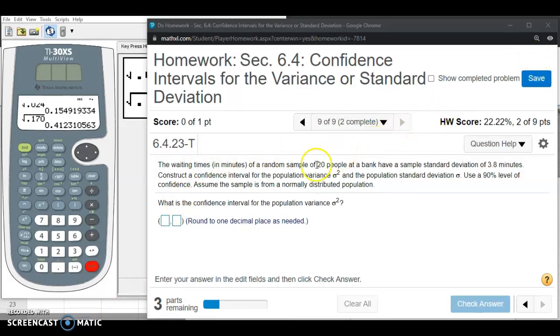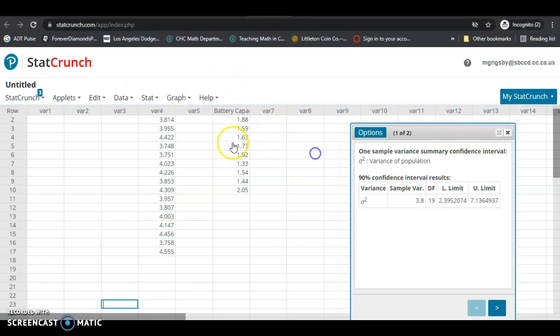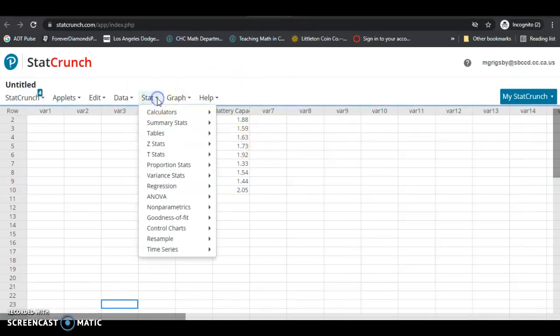Okay, so this next problem says that the waiting times in minutes of a random sample of 20 people at a bank have a sample standard deviation of 3.8 minutes. We want to construct a confidence interval for the population variance, sigma squared, and the population standard deviation, sigma. We're going to use a 90% level of confidence, and we're going to assume the sample is from a normally distributed population. Notice that there is no data given in the problem, but we could still use the same function to get the confidence interval.